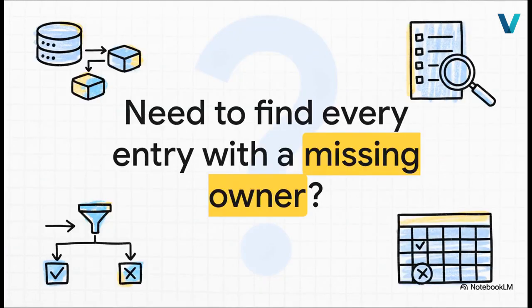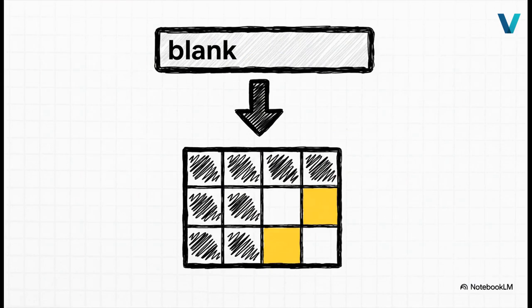So here's a classic situation for pretty much any enterprise architect, right? Your boss comes over and asks for a report on all the applications that don't have an owner assigned. How do you find those instantly? The answer is this one simple, powerful keyword. You just go to the Owner column's filter and you type blank. That's it. You now have a perfect, precise list of every single entry that needs your attention.